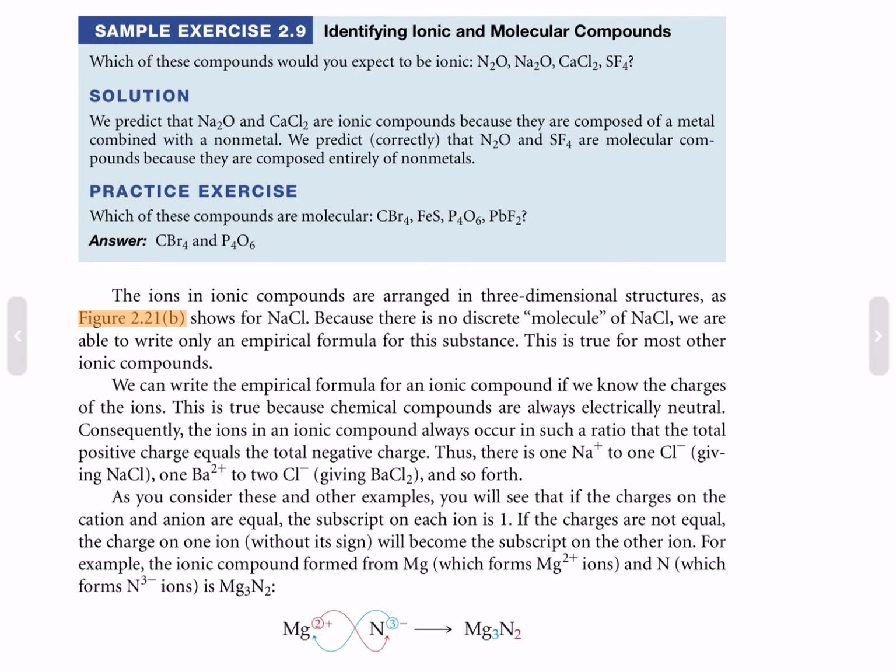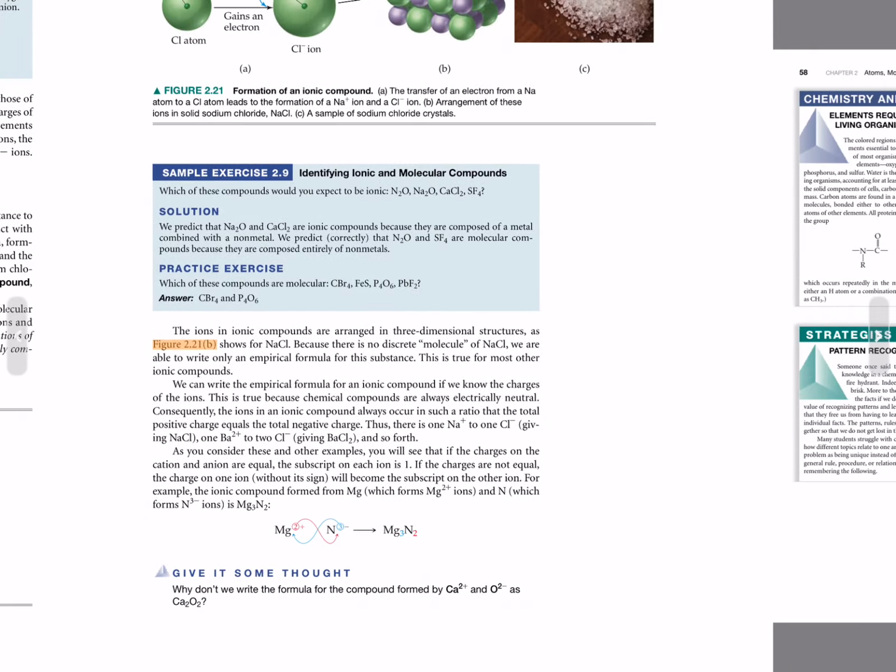The ions in an ionic compound are arranged in a three-dimensional structure, as Figure 2.21 shows for sodium chloride. Because there is no discrete molecule of sodium chloride, we are able to write only an empirical formula for the substance. This is true for most other ionic compounds.